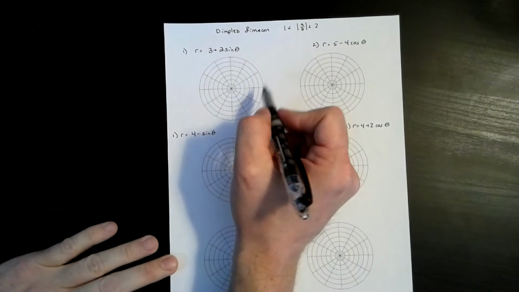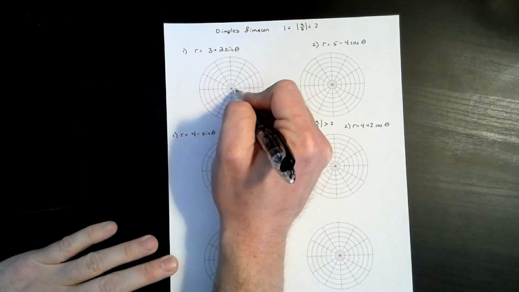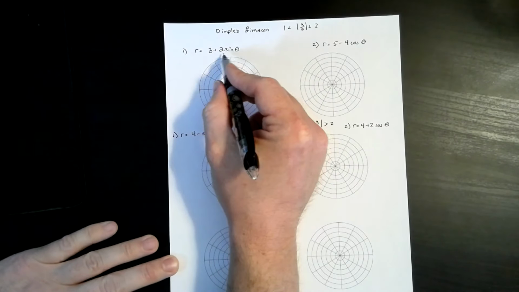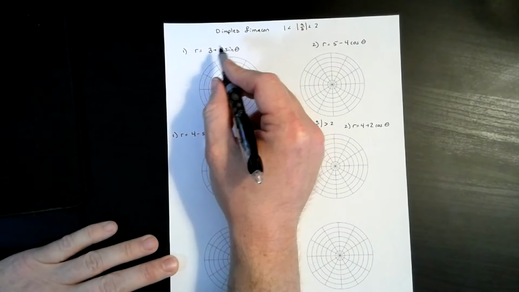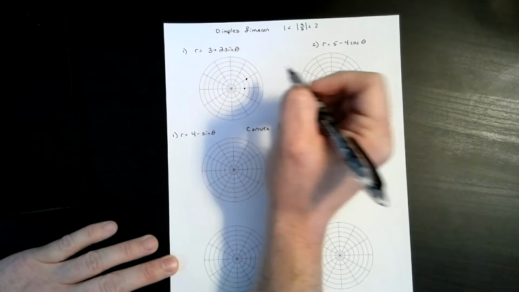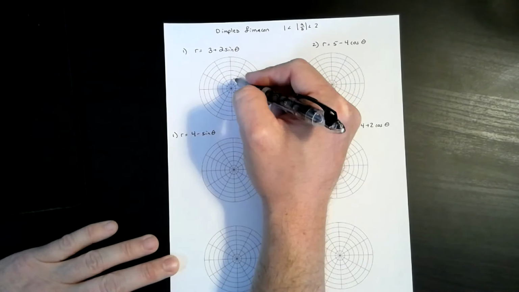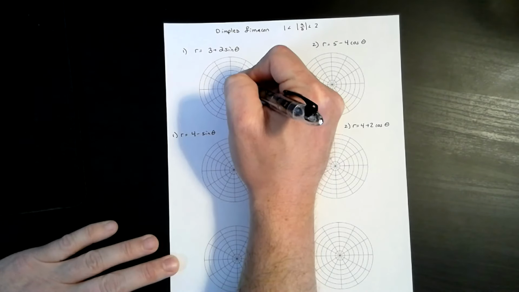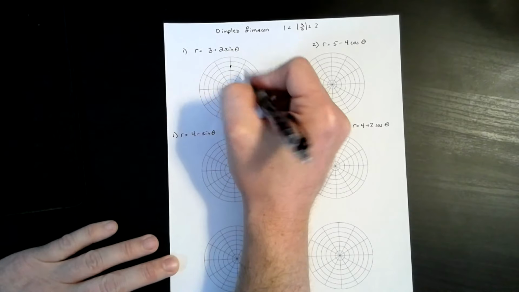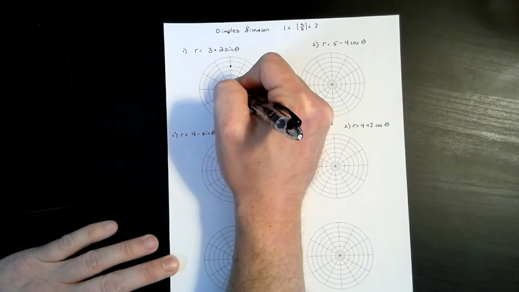If theta is 0, you get out a 3 for r. If theta is pi over 6, the sine of pi over 6 is 1/2, so 3 plus 1 is 4. If theta is pi over 2, you get out a 5. 5 pi over 6 is the same as pi over 6, so you get out a 4.